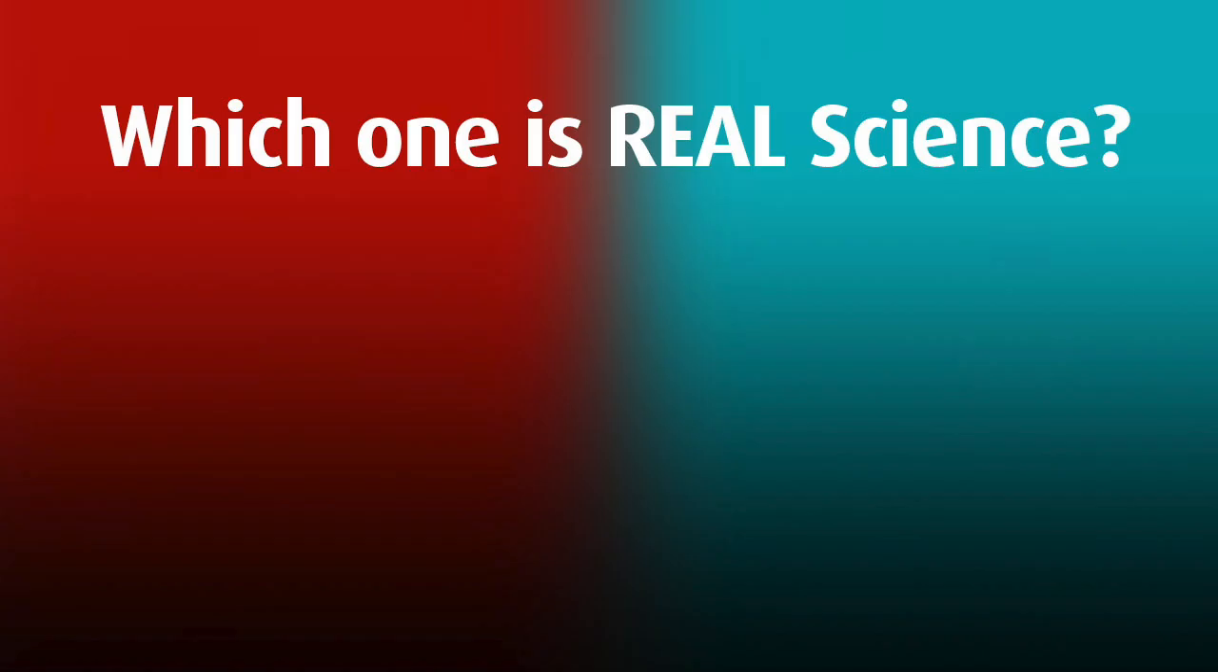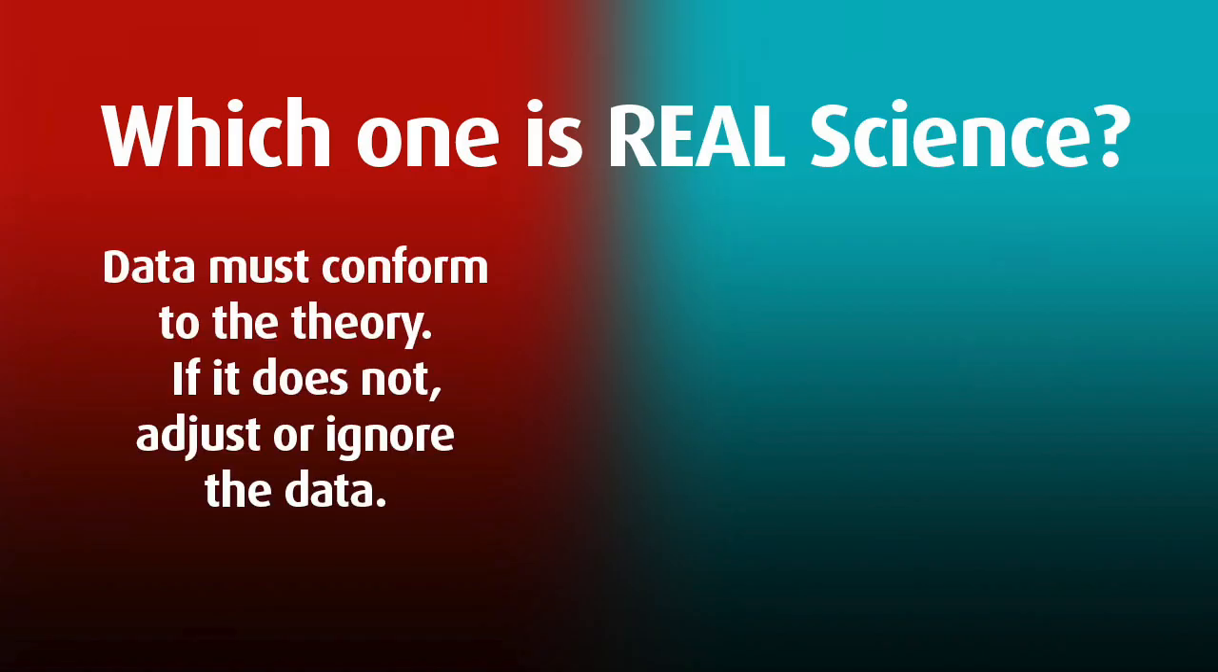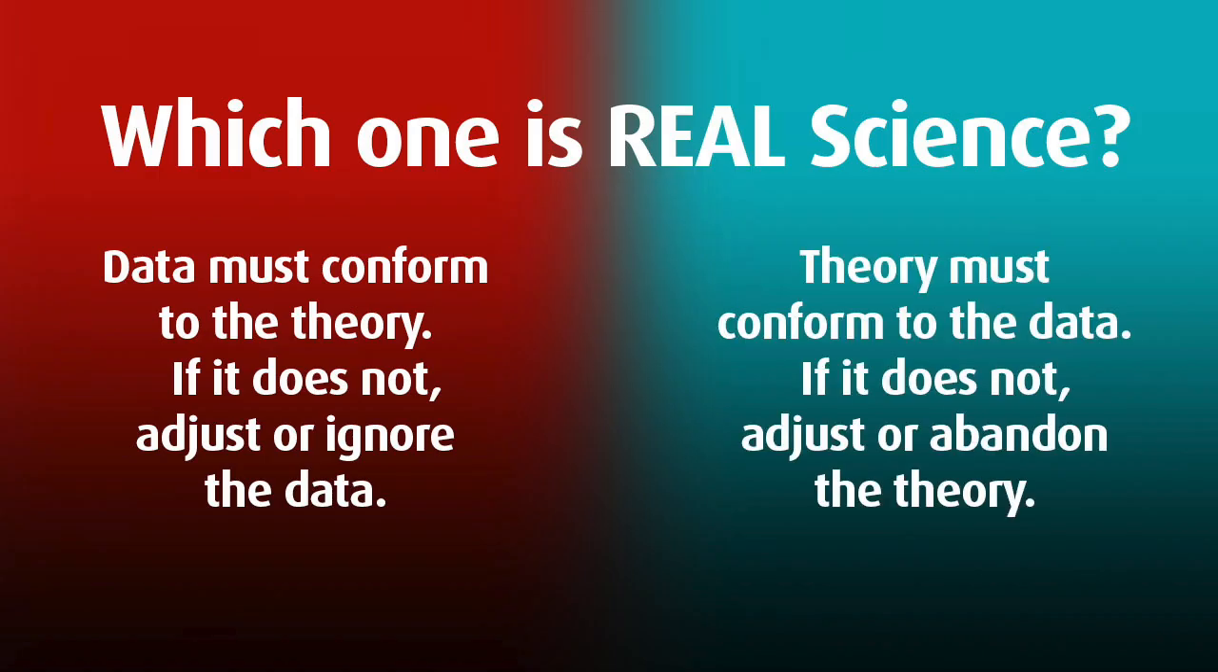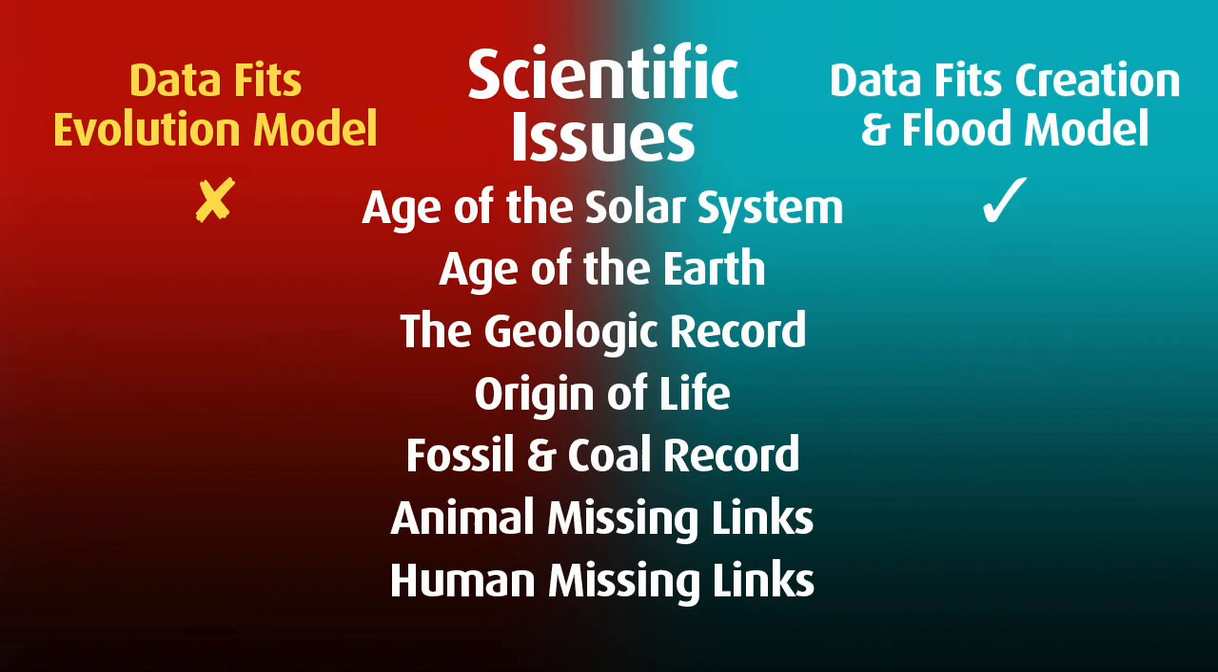So which one is real science? The data must conform to the theory, and if it does not, adjust or ignore the data or the evidence? Or the theory must conform to the data, and if it does not, adjust or abandon the theory? This is the first video in the series, and we have seen that the data does not fit the evolutionary model, and the data actually does fit the creation and flood model better.